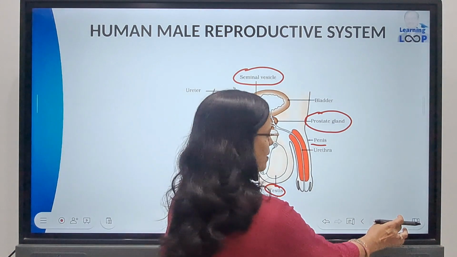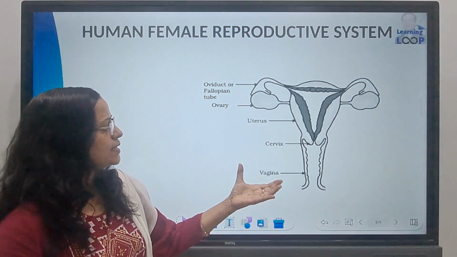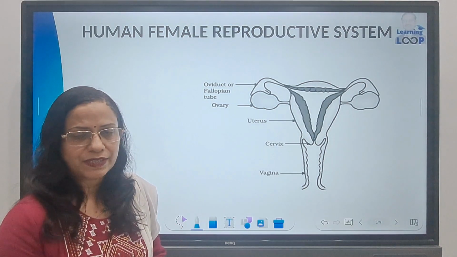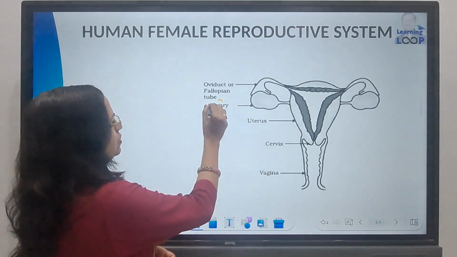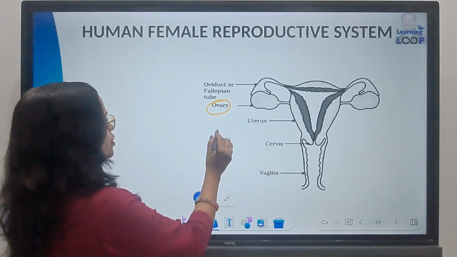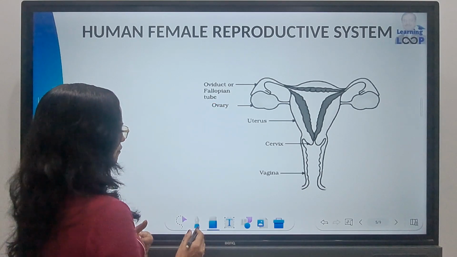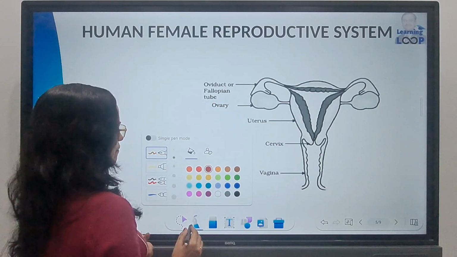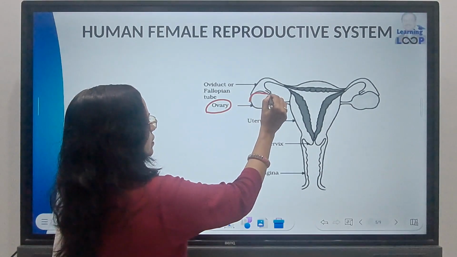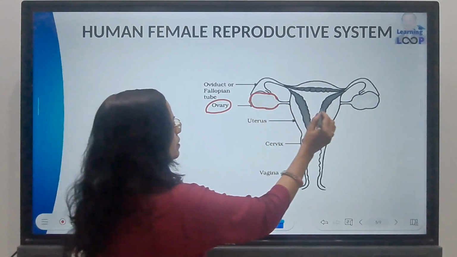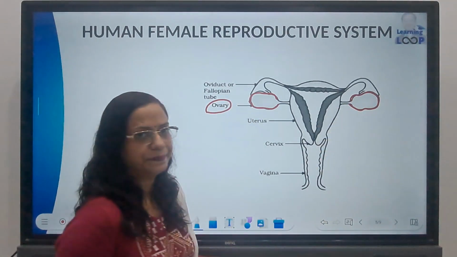Now let us talk about the human female reproductive system. So this is the diagram of the human female reproductive system. In the case of human females, the primary reproductive organs are the ovaries. When I say the ovaries, we have a pair of ovaries, just like we have a pair of testes in the males. You can see an ovary on the left side, this is the ovary here, and an ovary on the right side, which is the ovary here.